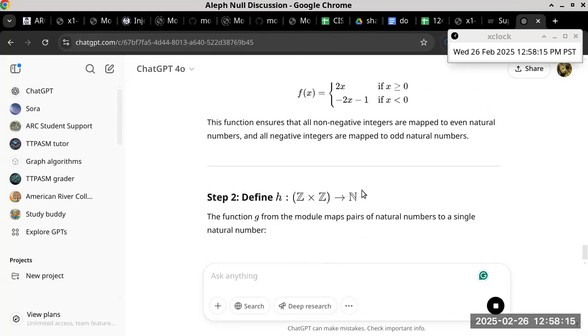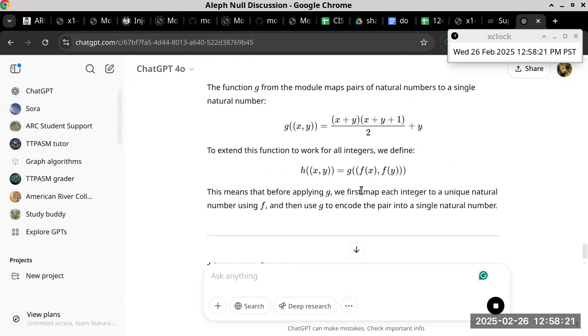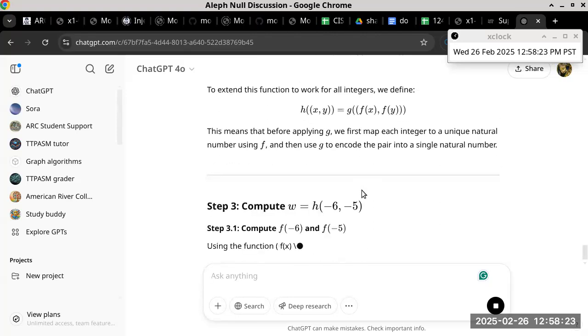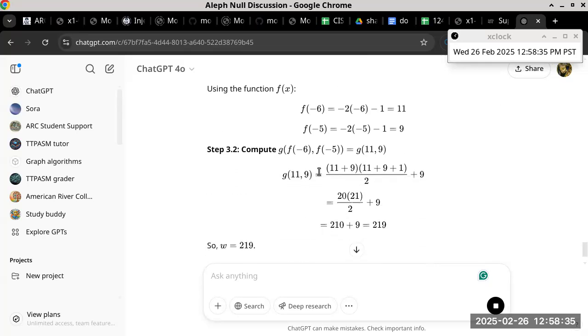All right. So now the question gives you the definition already, and we just need to do the actual calculation. Step by step: F applied to -6 is 11. F applied to -5 is 9. Very good. And then we apply G on top of that, and that gives us 219. Super step by step, right?